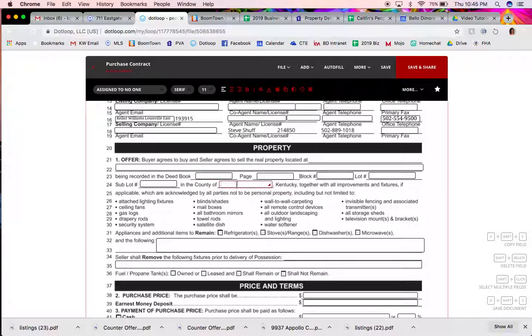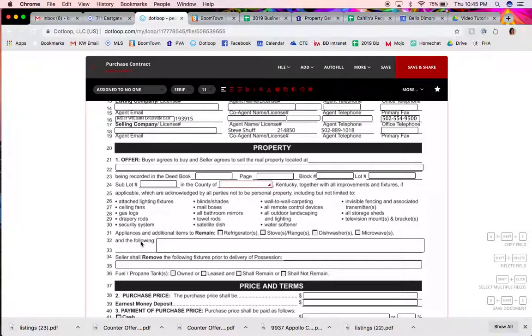Also fill out the county, so Jefferson, Bullitt, Oldham, Spencer, etc. The purchase contract outlines everything that is considered a fixture right here in lines 26 through 30.